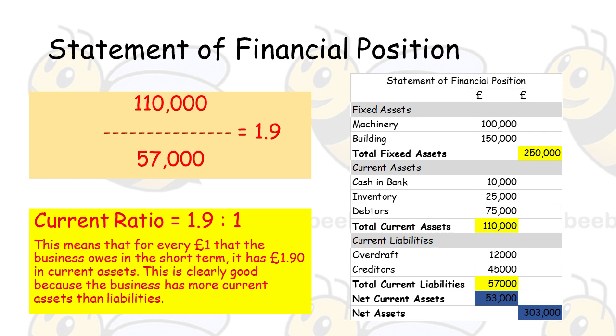What that means is that for every £1 of current liabilities that you've got, so what you owe in the short term, you've got £1.90 in current assets. So in theory, that's really good because the business has got more current assets than current liabilities.